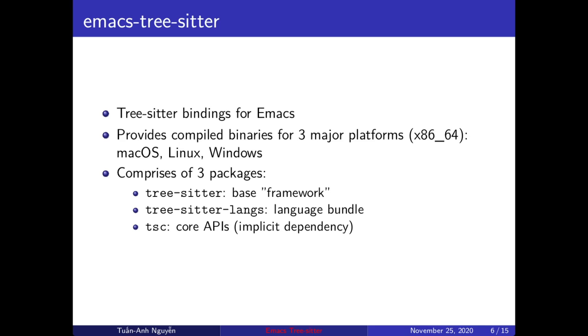The whole thing is split into three packages. Tree-sitter is the main package that other packages should depend on. Tree-sitter-langs is the language bundle that includes support for the most common languages. And finally, the core APIs are in the package TSC, which stands for Tree-sitter Core. It is the implicit dependency of the tree-sitter package.